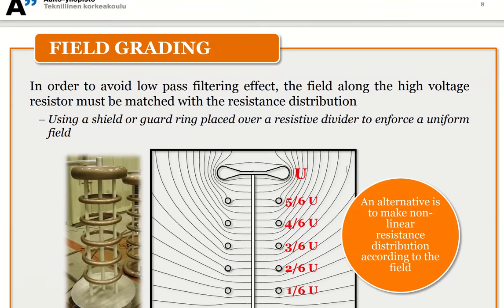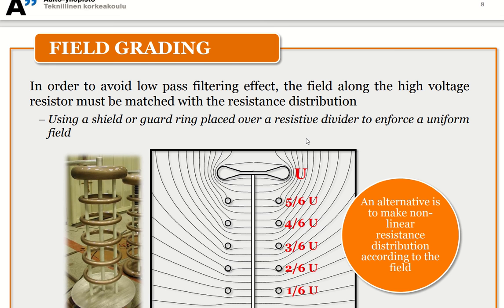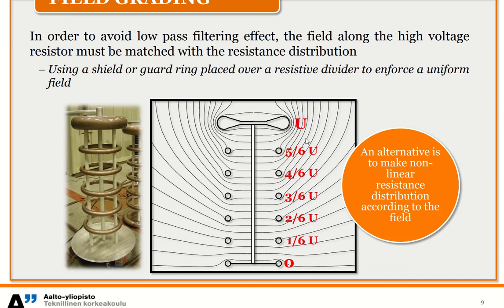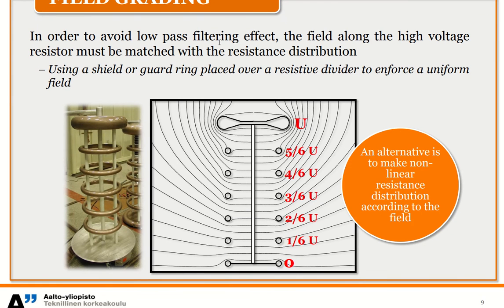So this one is the field grading for the voltage divider, in order to avoid the low pass effect. So what happens if we have a low pass filter effect? It means some signals from the low frequency will be eliminated.